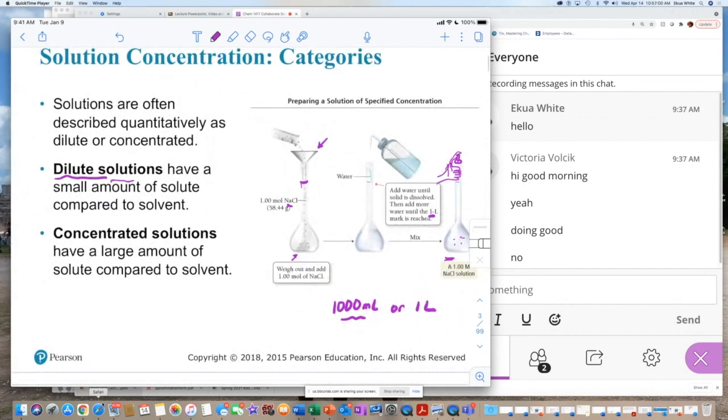And so depending on the amount of solute you use, you can make a dilute solution where you use less solute, or you can make a concentrated solution where you use more solute. Okay, so you want to be aware: less solute, more solute.